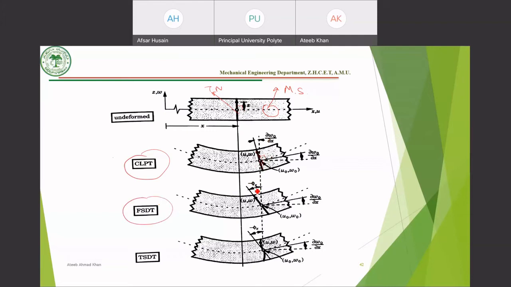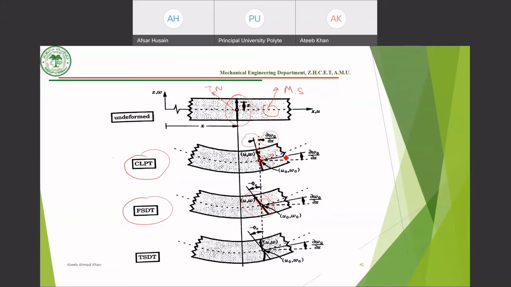For first order shear deformation theory, it is straight before and after bending. It does not experience any elongation. That means the length of this transverse normal will be equal to the length of this transverse normal. But this time, the angle between the transverse normal and the mid plane is not 90 degrees anymore. So basically, in this theory, your transverse normal is rotating from this point to this point about this point O, if I call this point O.